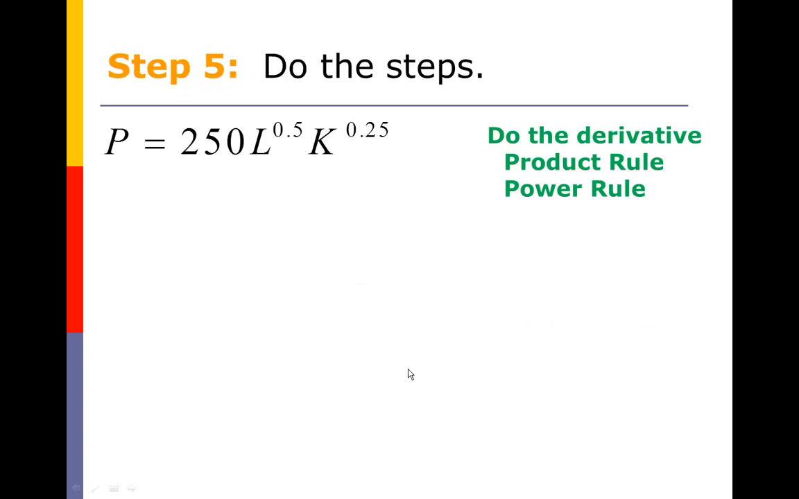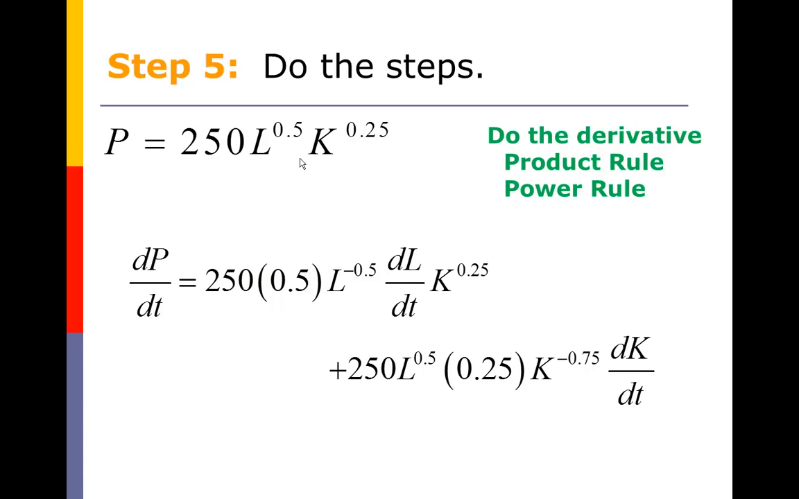So let's do it. All right, so the key thing here that I'm looking at is I've got L times K, so that's two things multiplying, which tells me product rule, and that's what I'm doing here. The 250 is a coefficient, so I'm just bringing that along for the ride. I'm going to do the derivative of the L first, leaving the K alone.